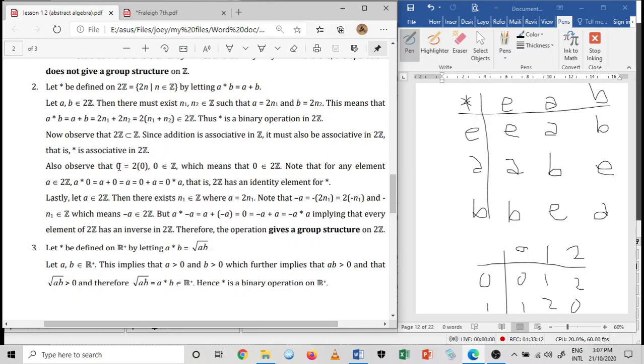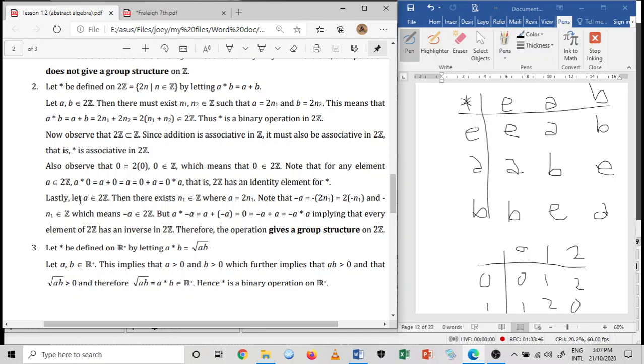Also, we have an even integer 0. Even because it can be expressed as 2 times 0, and 0 is an integer. Okay, and note that if we add 0 to any even integer a, the result would always be a. So 0 is the identity element for 2Z for the operation asterisk.